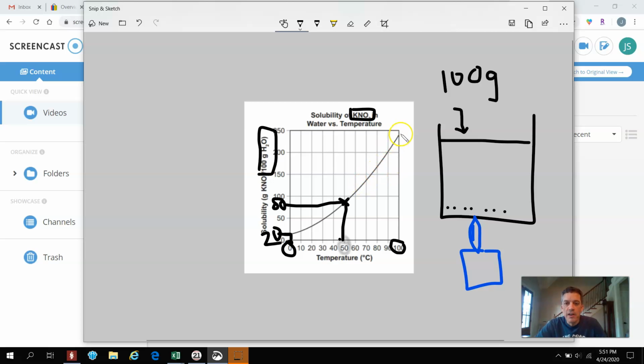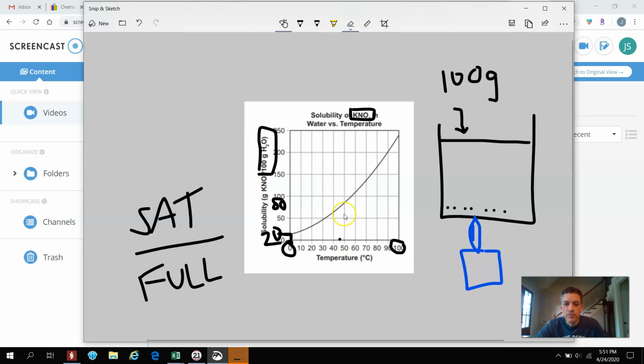If we put up to this line, this is the saturation line. Again, saturation means that it is full. It cannot hold any more. So if I can get some of this off of the screen, we could say, therefore, that at 60 degrees, with 100 grams of water, the saturation point would be about 110 grams. So what if we only had 50 grams in here at this point? Well, we could put more.